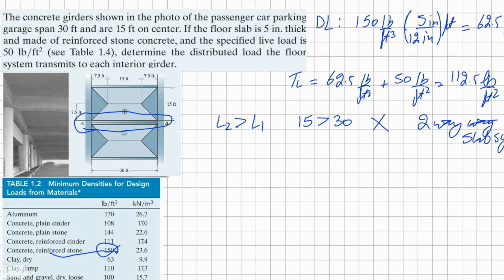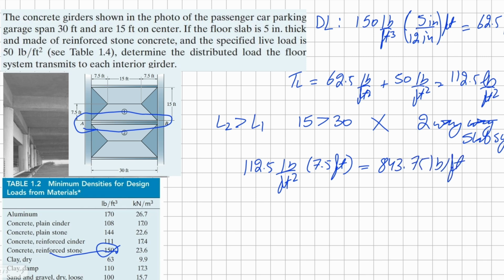To solve this, we will need to get the maximum intensity for each of these distributed loadings. We know that our total uniform load is 112.5 pounds per square foot, which we have just calculated, and we know that the span for this distributed loading is 7.5 feet. Solving this comes up to 483.75 pounds per foot.